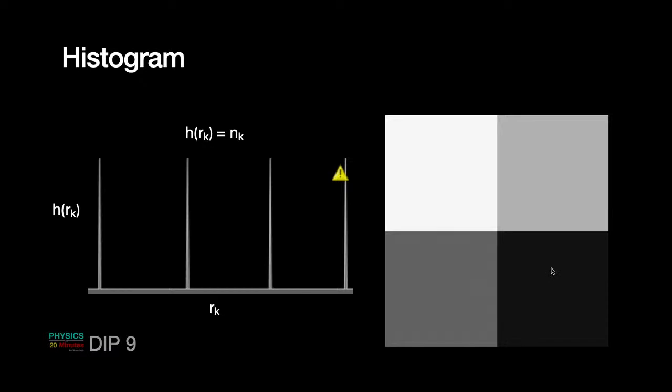So how does the histogram look like? So my histogram plot looks like this. I have my k gray levels plotted on my x-axis, starting with r_0, which will be here, which is the black, and r_255, which is here, which will be white. Now, as I said, each box or each block here has the same number of pixels and the same intensity. You can see that the histogram has four spikes of equal height.